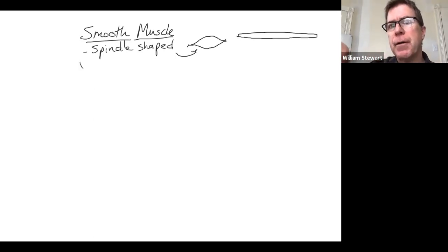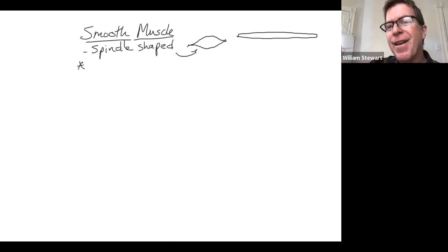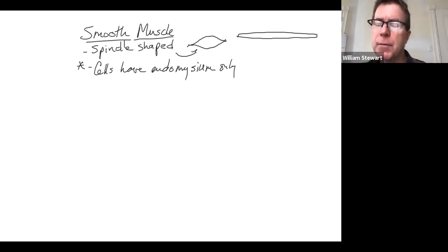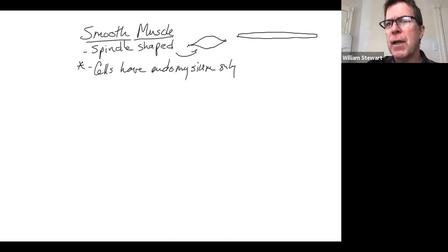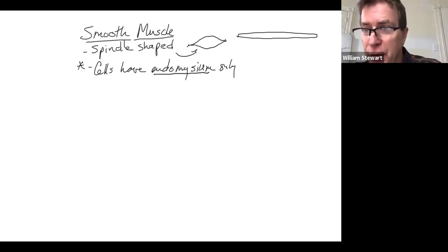So here are some similarities and some differences of smooth muscle, some characteristics. The individual fiber cells, actually the entire muscles, the sheets of muscle, have endomysium covering only. Remember, in skeletal muscle, there's endomysium, perimysium, and epimysium that makes up the entire muscle. In smooth muscle, the cells only have endomysium wrapped around each individual cell. There is no perimysium. There are no fascicles or bundles, and there is no epimysium.